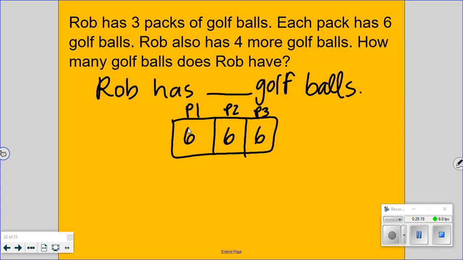There's 4 golf balls left. Nope, that's not what it says. Read the sentence of the problem, please. Rob also has 4 more golf balls. How am I gonna model that?